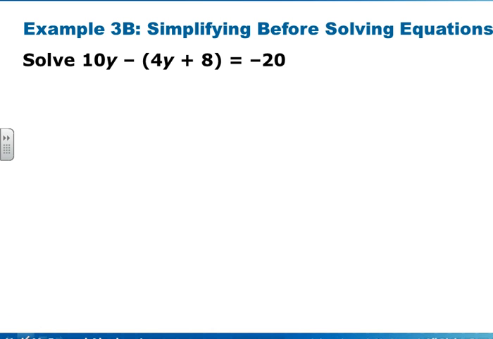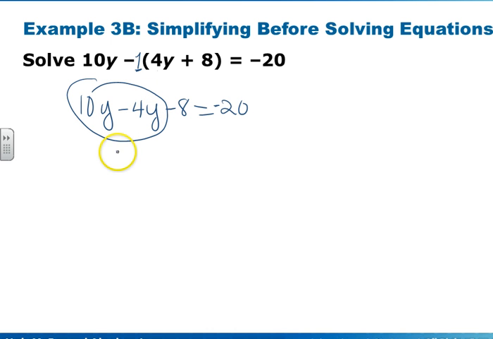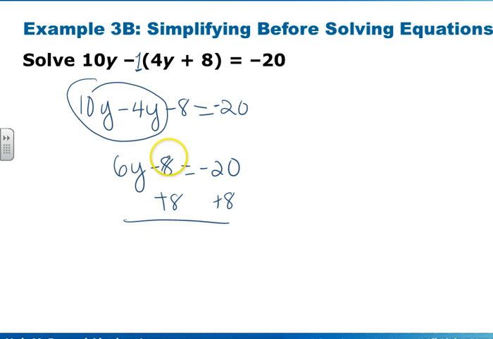In this one, please be very careful. You cannot just drop the parentheses. Remember, in front of this there's actually a negative 1, so you want to distribute this negative 1 to whatever is inside the parentheses. It becomes 10y minus 4y minus 8. The negative is just telling us to do the opposite of whatever is inside. Equal to negative 20. Now we put those two terms together: 10y minus 4y is 6y, minus 8 is equal to negative 20. Adding 8 on both sides, we get 6y is equal to negative 12.